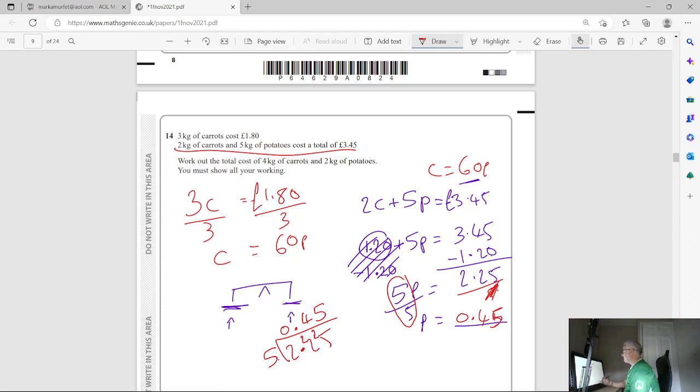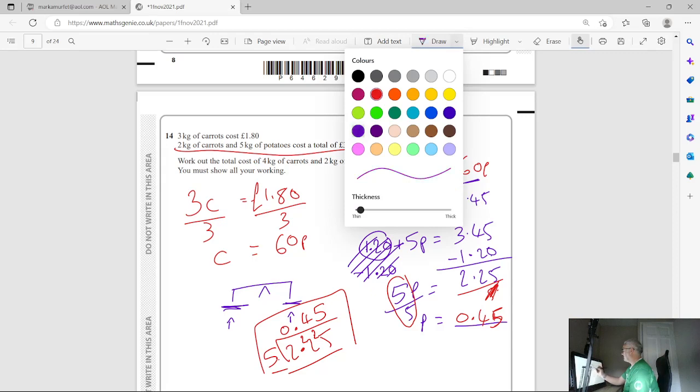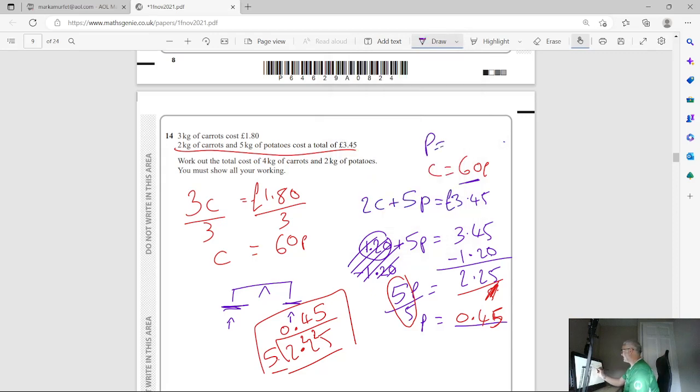Okay, so make sure with this sort of working you're doing, don't be doing everything in your head. Always try and work it through. We know the value of the carrots is 60p. The value of the potatoes we now know is 45p.